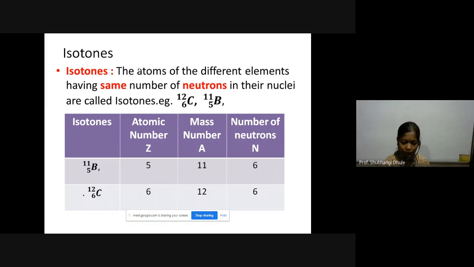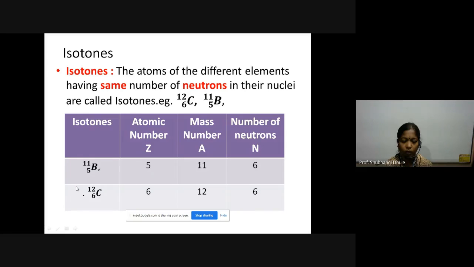Okay. The example here is carbon 12, which means the mass number is 12. So boron 11 and carbon 12 are examples of isotones. In the first column, the isotones are boron 11 and carbon 12. Calculate their atomic number. For boron, the atomic number Z is 5, the mass number is 11, and the number of neutrons becomes 11 minus 5, which is 6.